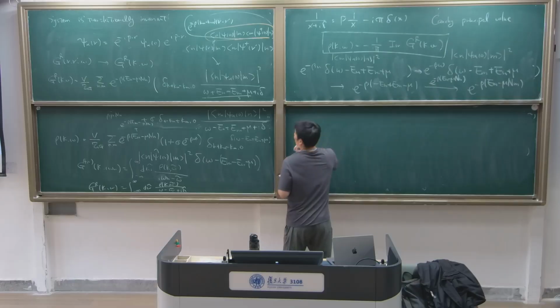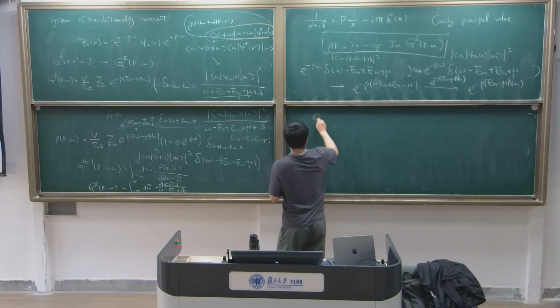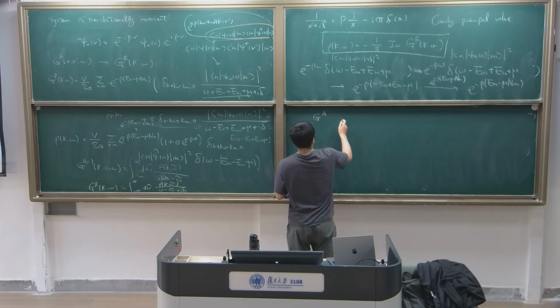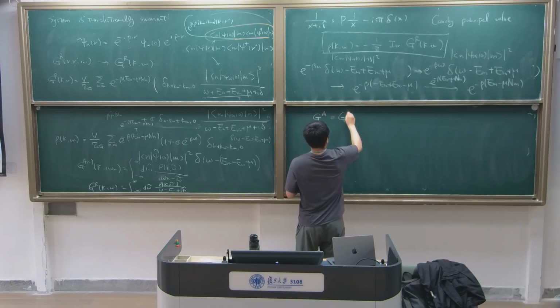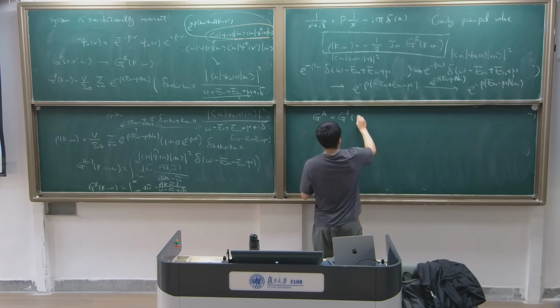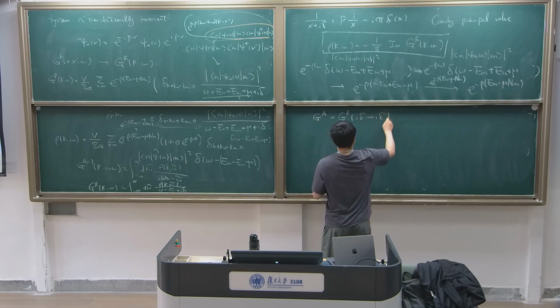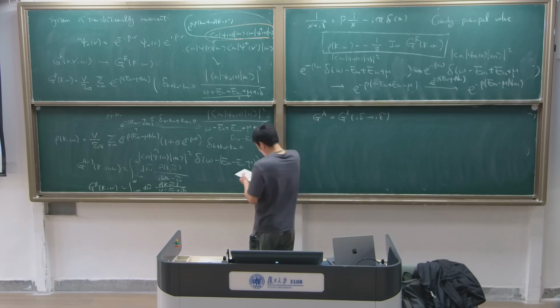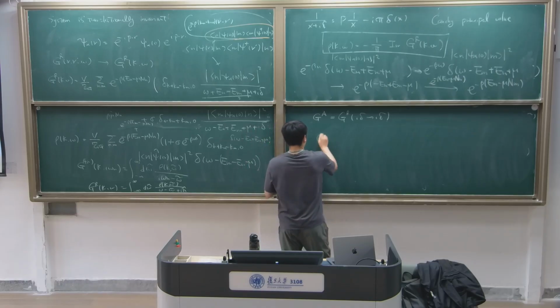So now also G advanced is just obtained from G retarded, just changing i delta to minus i delta. That's the G advanced. So now for rho.